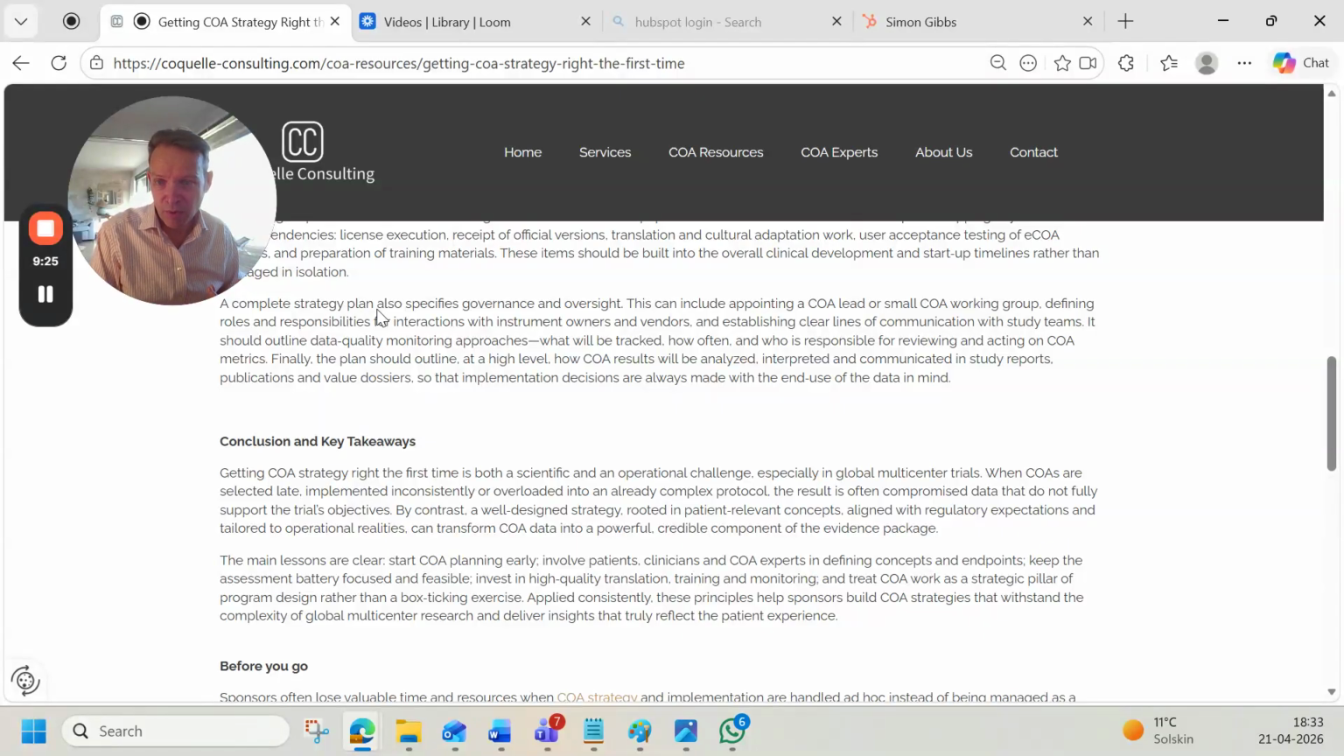Finally, the plan should outline at a high level how COA results will be analyzed, interpreted, and communicated in study reports, publications, and value dossiers, so that implementation decisions are always made with the end use of the data in mind.